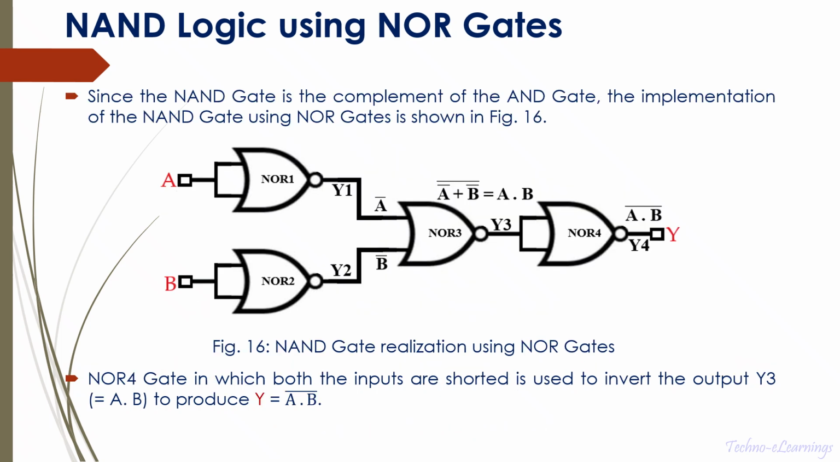NAND logic using NOR gates. Since the NAND gate is the complement of the AND gate, the implementation of the NAND gate using NOR gates is shown in figure 16. NOR 4 gate, in which both the inputs are shorted, is used to invert the output Y3, which is equal to A dot B, to produce Y equals (A dot B) bar.